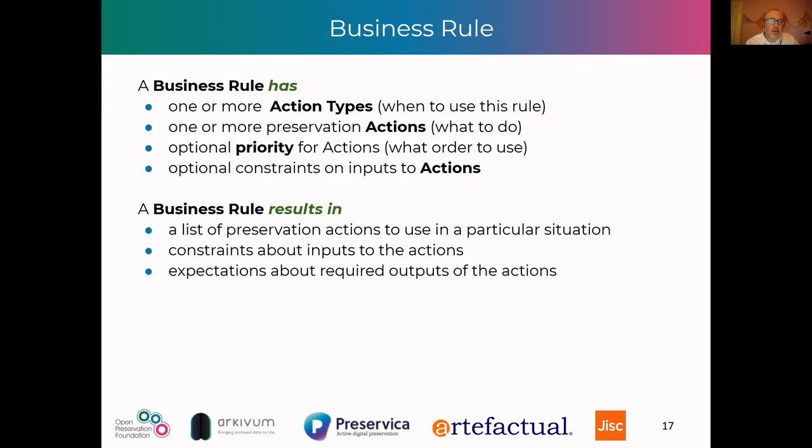And then you can define constraints to say exactly how you use these preservation actions. So this should give you a list of preservation actions to use in particular situations, and information about what inputs to provide them, and expectations about what you should be getting back, whether it's a file or metadata or raw output.